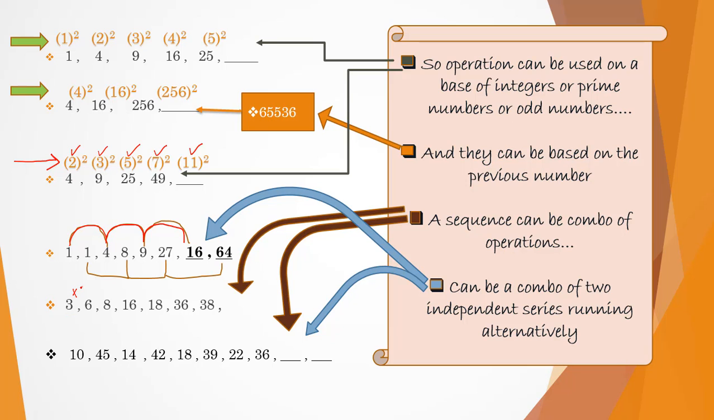2 is multiplied to get the next number, and then 2 is added to get the other next number, and this process is repeated. And finally 38 multiplied by 2 is 76. This is two independent series of addition and subtraction. 4 is being added and 3 is being subtracted to get every next number.